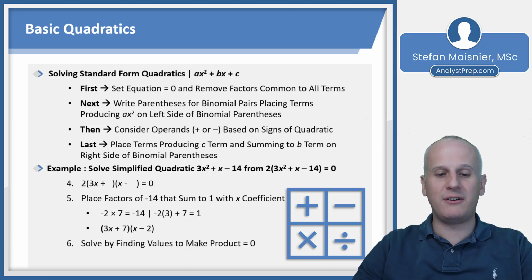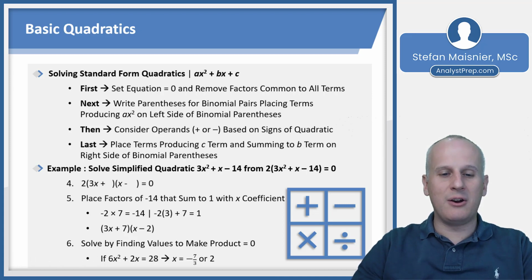Then we solve by finding the values that will produce 0, because we've got a bunch of multiplication and it has to produce 0. So within the binomial, we need to find a value of x that when multiplied by 3 and added to 7 results in 0, and a value of x that when you subtract 2 from it produces 0. So we know that when 2 minus 2 occurs, it becomes 0. So x could equal positive 2, or it could equal negative 7/3.